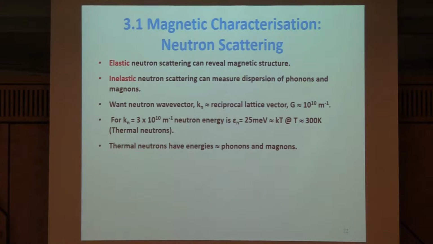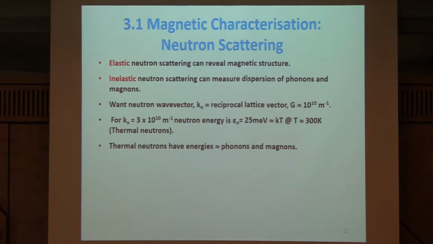I'll say a bit about neutron scattering. Elastic neutron scattering is the definitive way to show the existence of magnetic order, and particularly antiferromagnetic order. If you can also do inelastic neutron scattering, then you can find information about phonons, not interested in this meeting, or magnons. So if you work it out, you want the wave vector of your neutrons to be of order 10 to the 10 per meter. Put the numbers in, and that comes out, well, 3 times 10 to the 10 is 25 milli-electron volts. So you want thermal neutrons.